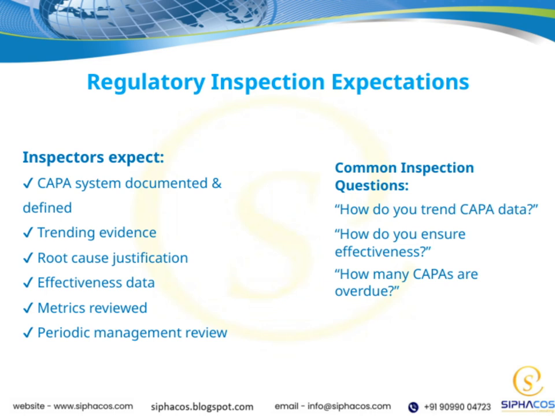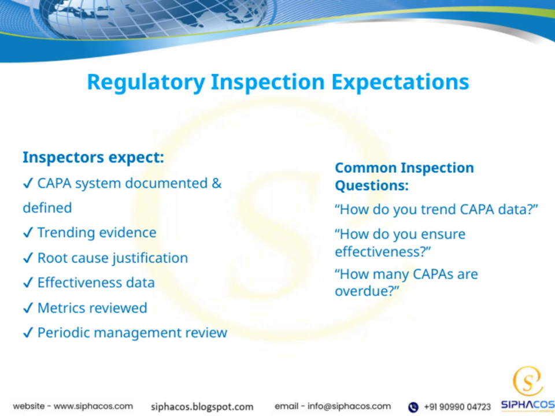Now, moving on to what inspectors expect during an audit. They look for a CAPA system that's well documented and clearly defined. That means our procedures are written down and understood. They also want to see evidence of trending, so we need to demonstrate how we analyze data over time. Root cause justification is essential, showing that we've identified the true underlying issues.